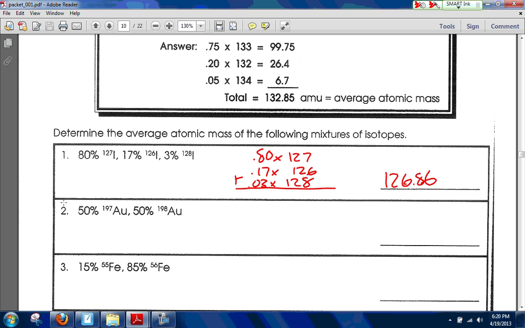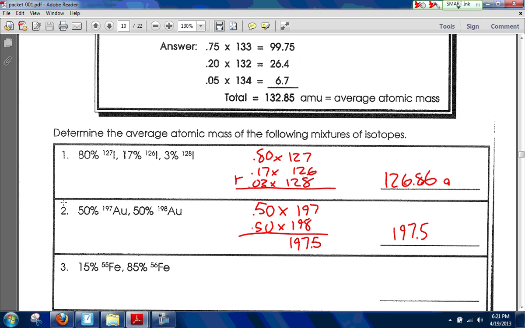All right, that's pretty easy. How about number 2, 50% gold 197 and 50% gold 198? I think I already know what this is, but I'm going to go ahead and multiply anyway. So 50% is 0.50 times 197. 50% is 0.50 times 198. Put it in your calculator, 0.50 times 197 plus 0.50 times 198, and we get 197.5, which makes sense. It's the average of the two.